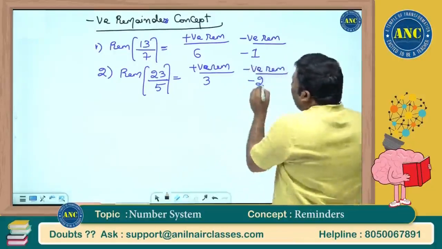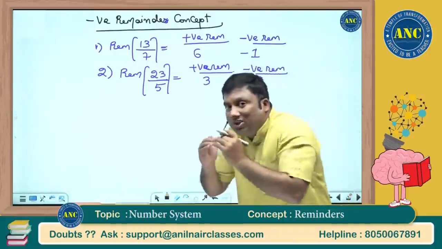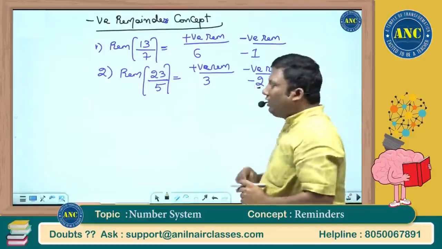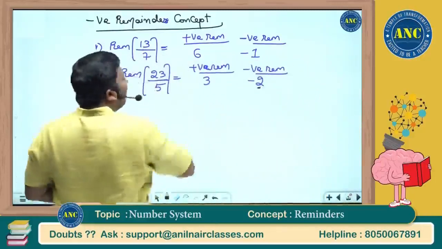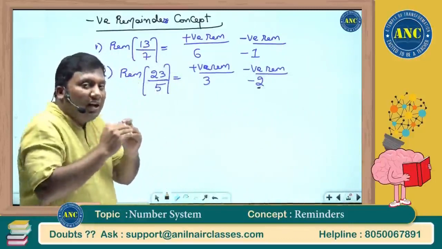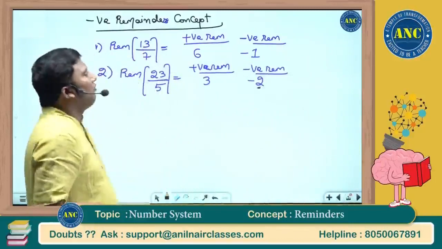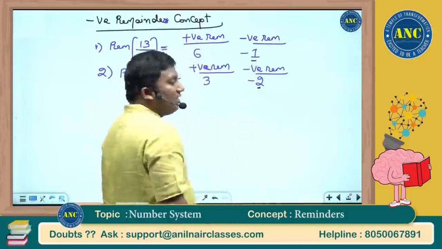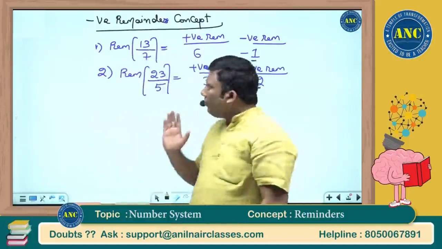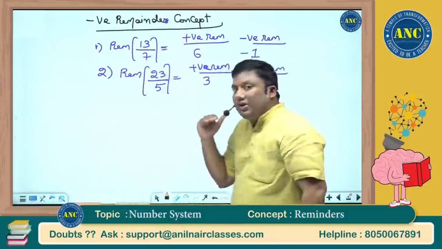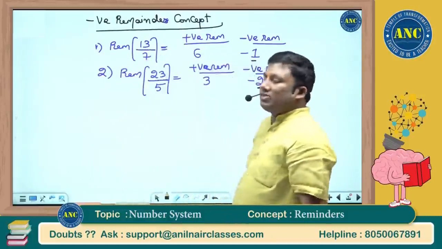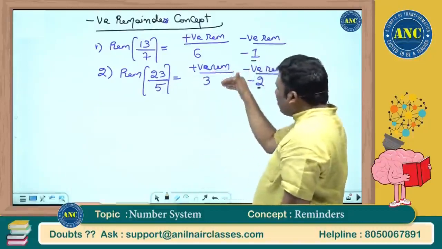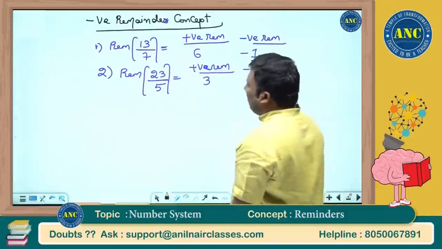23 is, what do you mean by -2? 23 is just 2 less than 25. 2 less than, therefore it is -2. 7 twos are 14. 13 is just 1 less than 14. So it is nothing but -1. Again I am repeating it. 7 ones are 7. Positive remainder 6. Negative remainder -1. 5 fours are 20. Positive remainder 3. Negative remainder -2.